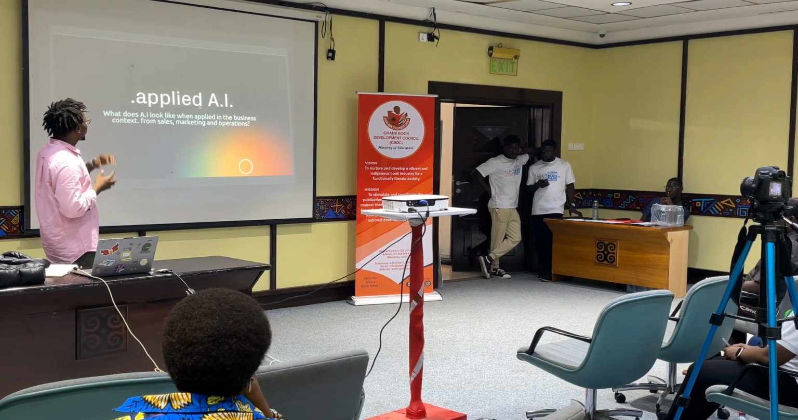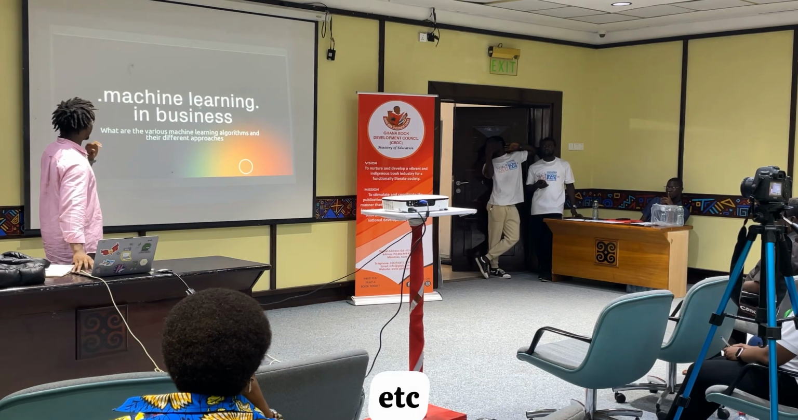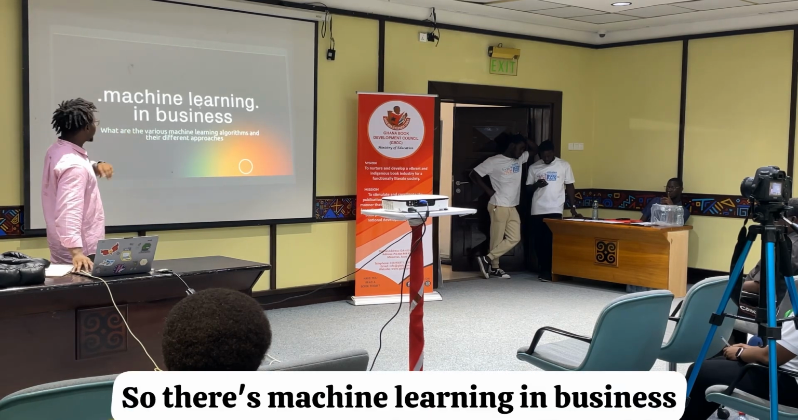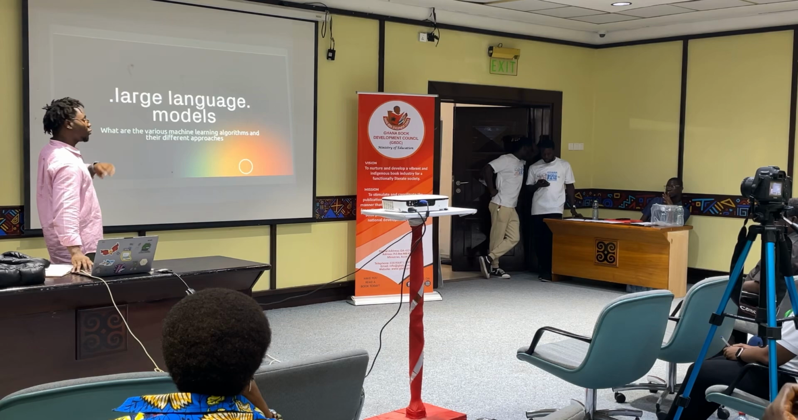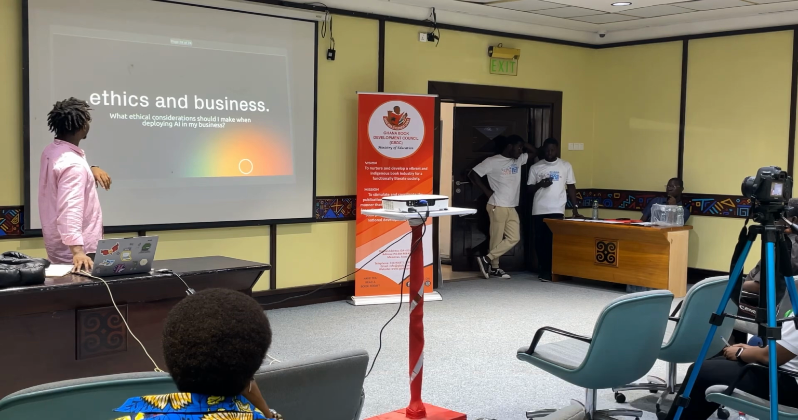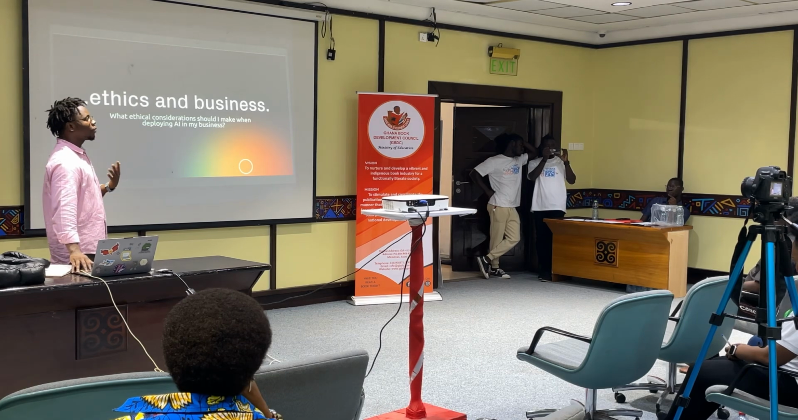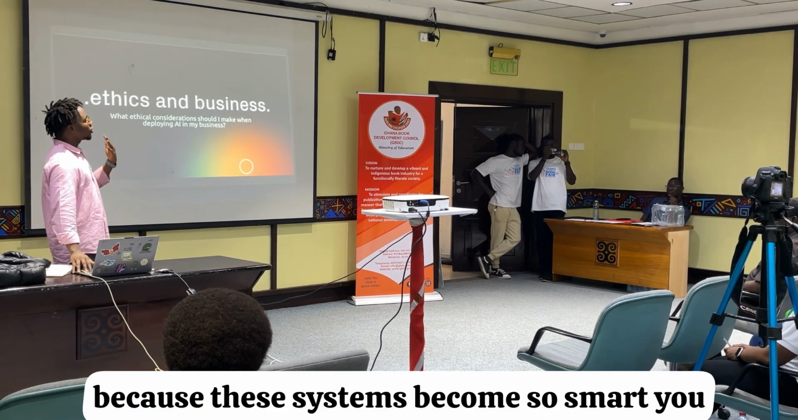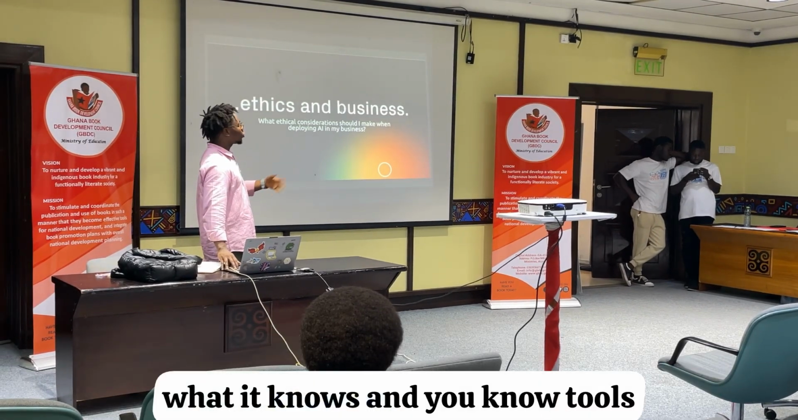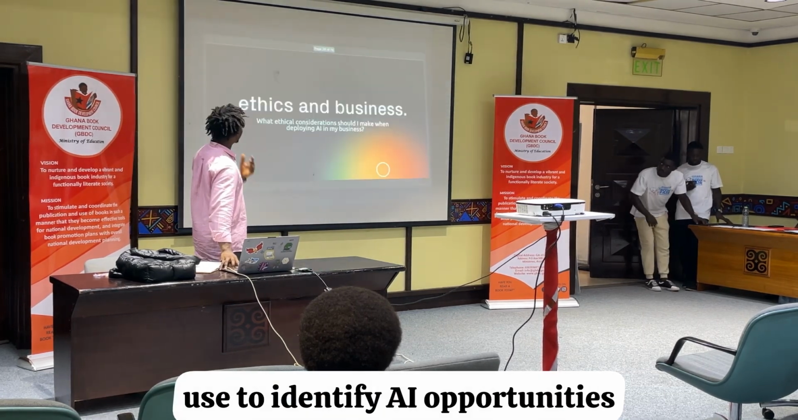What does AI look like when applied from your business context, sales, marketing, etc.? What are the various machine learning algorithms and their different approaches, right? So this is machine learning in business. Large language models, which is the hottest form of AI right now. Ethics and business is you consider the ethical considerations about using AI, because these systems become so smart, you now have to ask yourself, do we need to set a boundary to what it can do and what it knows? And tools and techniques, the tools you can use to identify AI opportunities.